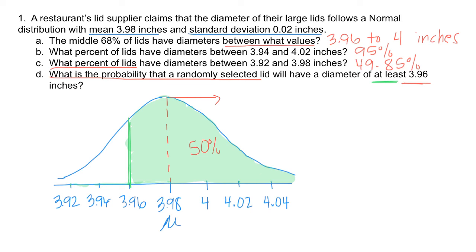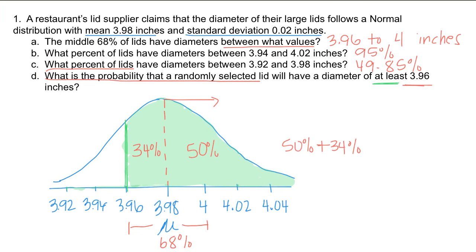Then I want to add this area, this other green section, and I know that one standard deviation lower than the mean and one standard deviation above the mean is 68%. But I only want half of that. So half of 68 is 34%. And then I'm going to add 50% plus 34%. So my answer is going to be 84% if I add those two sections together.